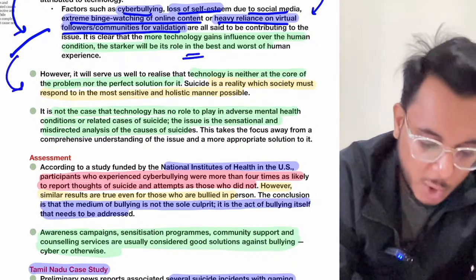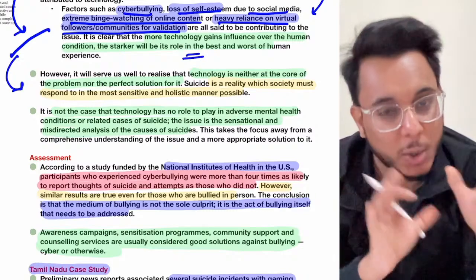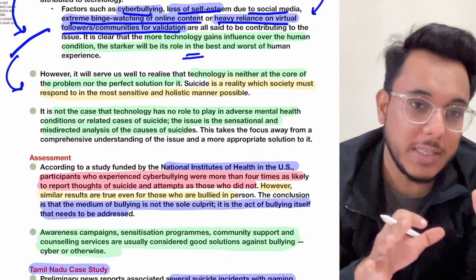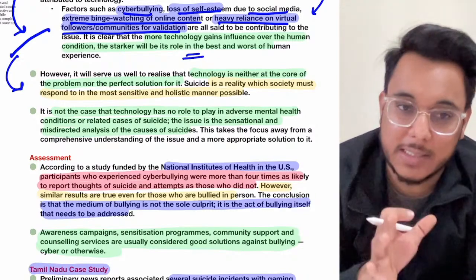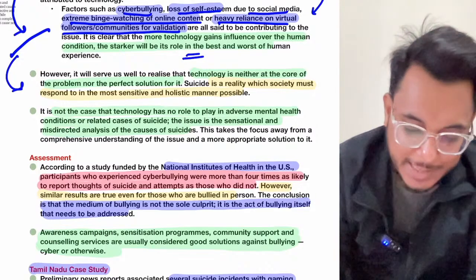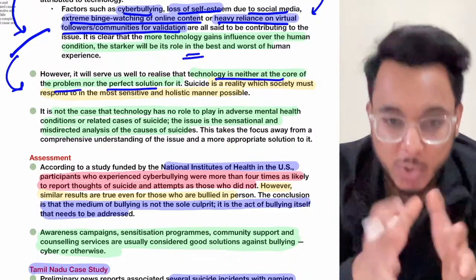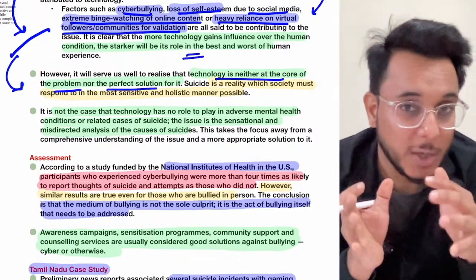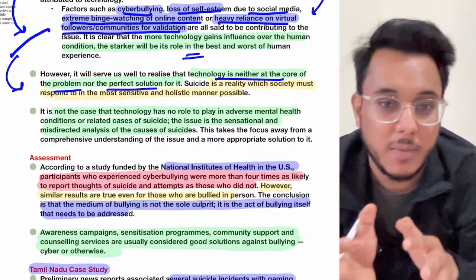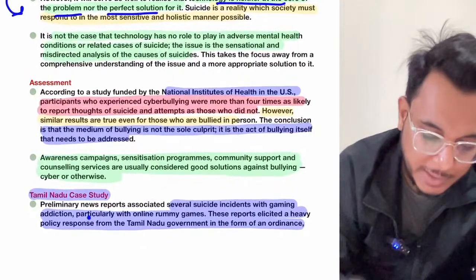Now the article is saying that what we have done is to hold that technology is the culprit, that technology is the entire evil, but that is not correct. Technology is neither at the core of the problem, nor is it a solution for it. Neither is technology a problem, nor can it be a solution. Technology is simply a medium.